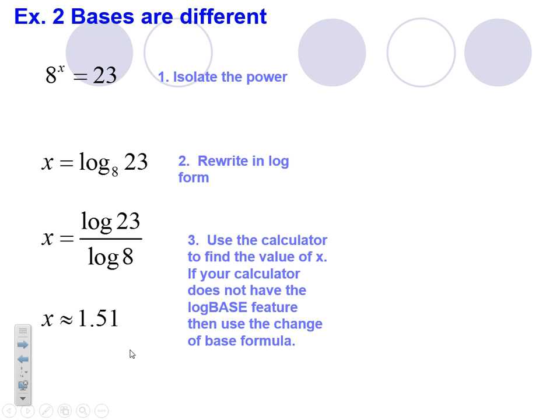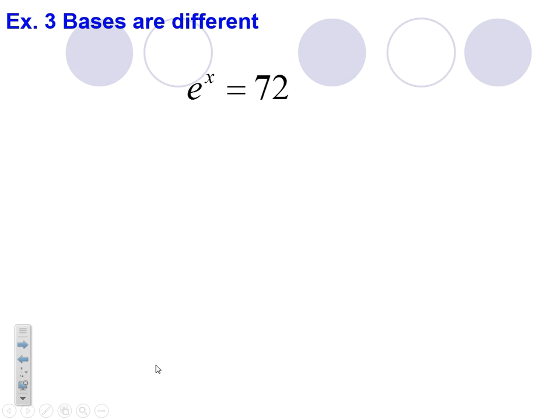Now we do want to do a check, but notice that this is a rounded solution. So when you do a check, you may want to use the unrounded solution, because when you use the rounded solution, it may not come out to be exactly right.